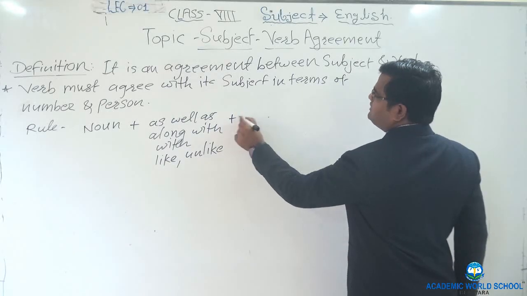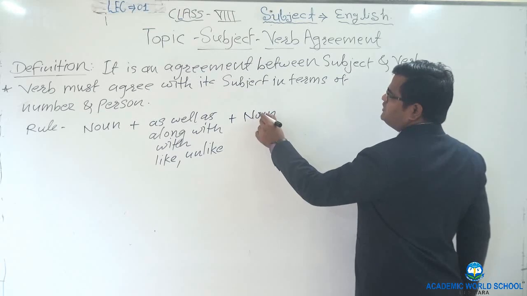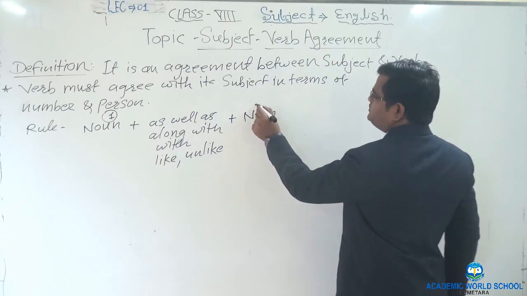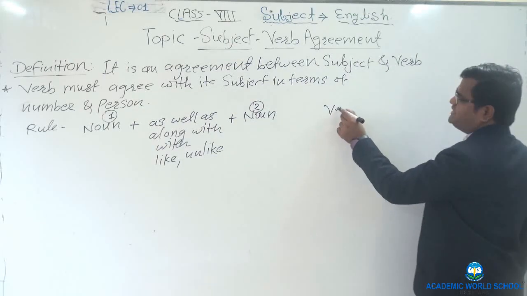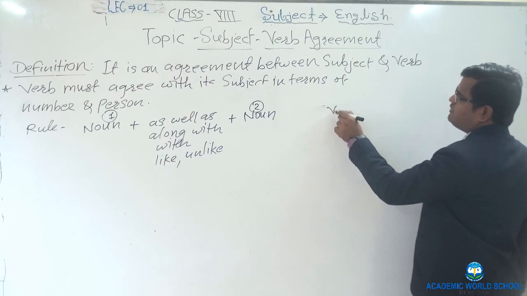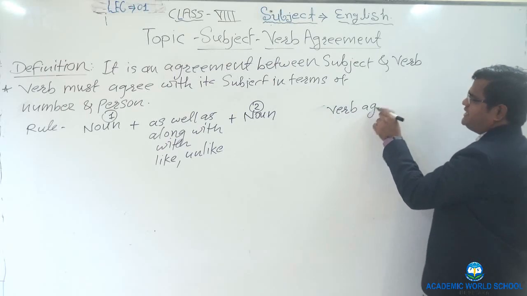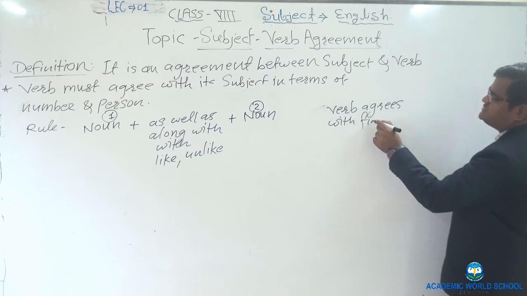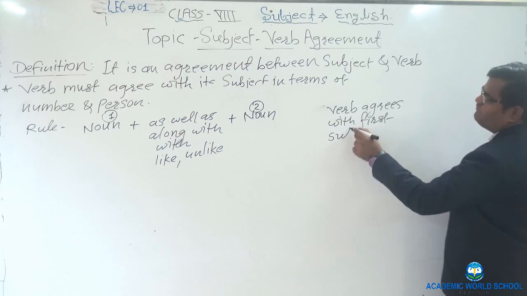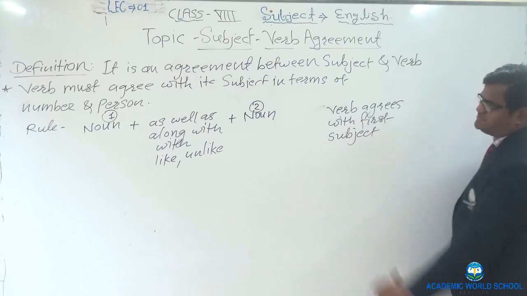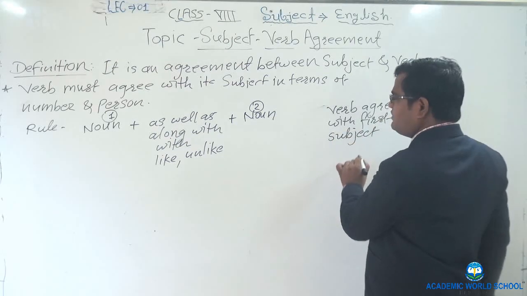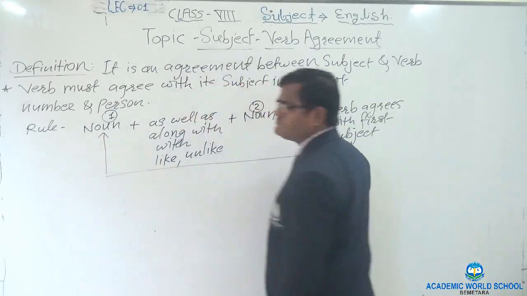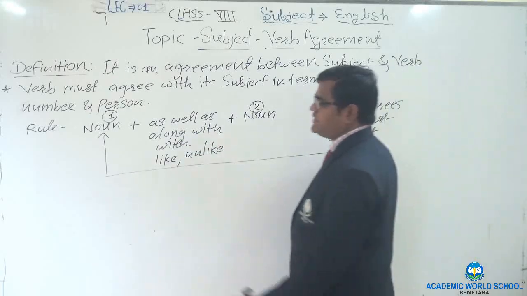So after this again we will use some noun, because we now have two subjects, subject number one and subject number two. The verb agrees with the first subject. Whatever verb I am going to use, it will just go with the first noun. Let's see two examples here.